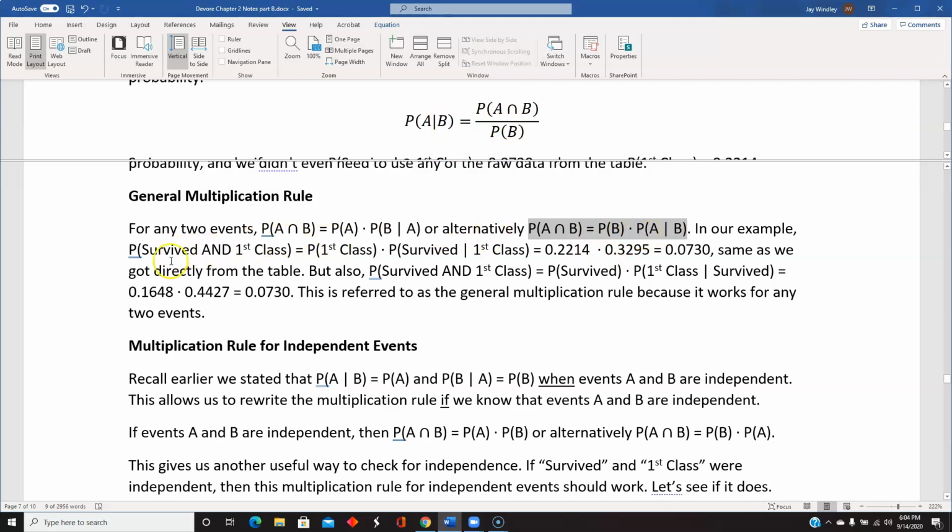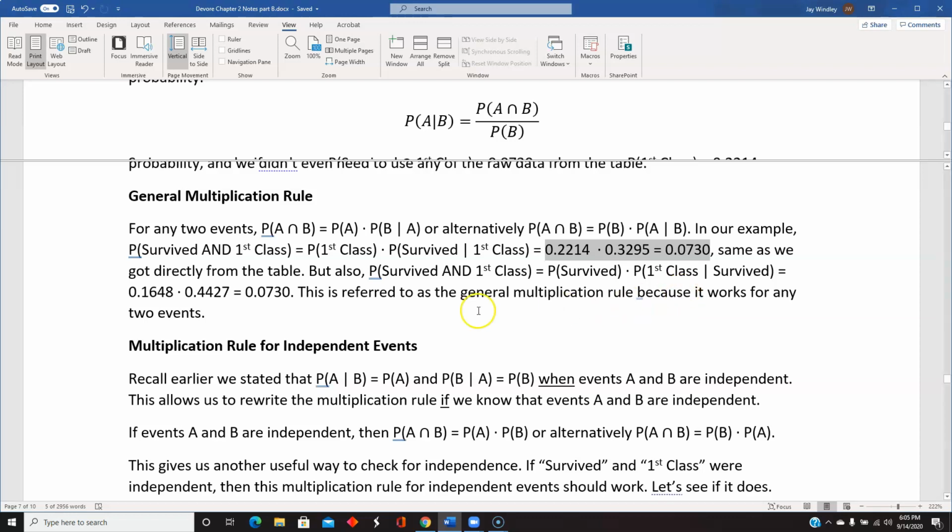So suppose you wanted to know the probability that someone survived and they're in first class. All you do is multiply the probability that they're in first class times the probability that they survived, given that they're in first class. And we know both of those probabilities, so we multiply them and we get this 0.73 number, which should look very familiar for the probability of survived and first class.